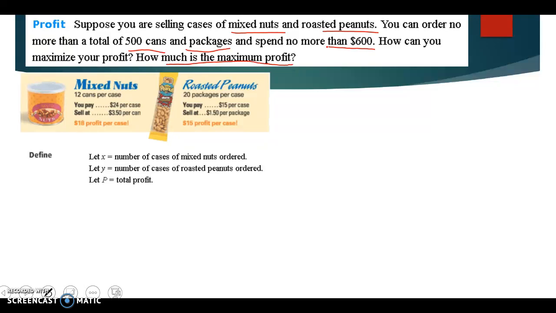And so the first thing that we would do is analyze the situation. What could we order with our constraints? And again, we can only order 500 cans or packages.